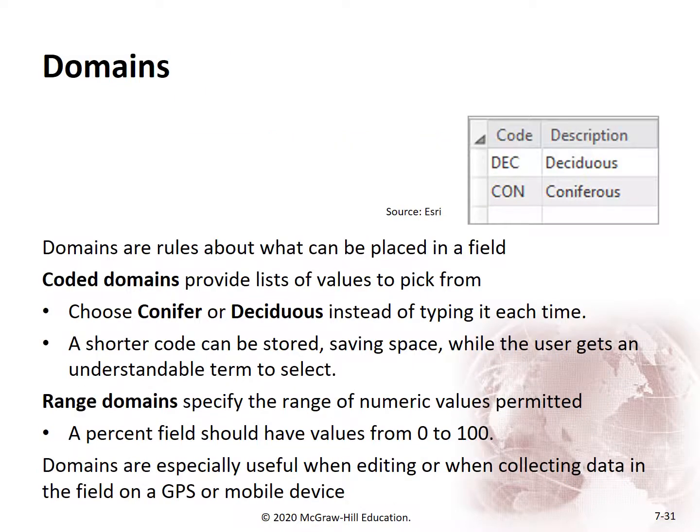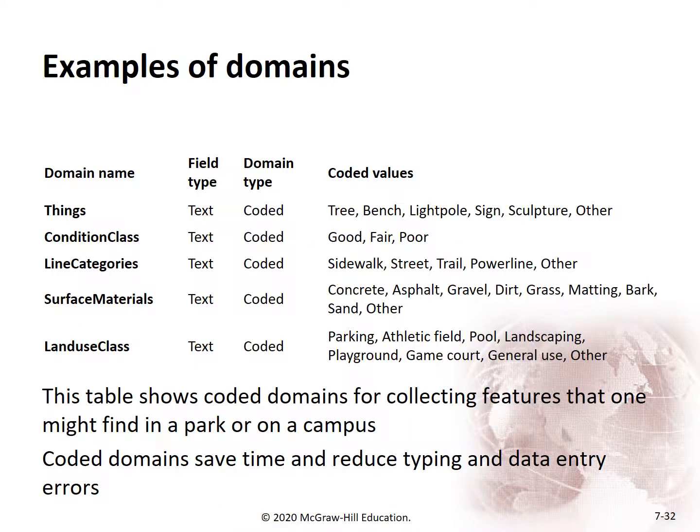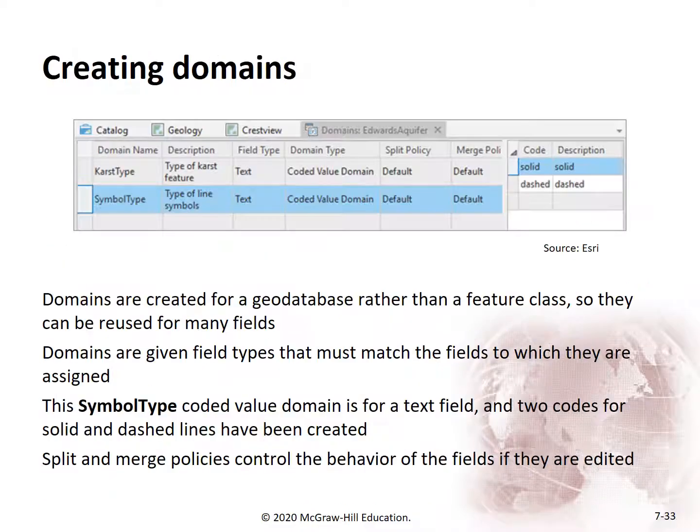Coded domains are basically rules for what you can put into a database, and these actually can be pretty helpful. They eliminate putting in incorrect responses. They increase the speed that you can put things in, and in general are a good thing. Here's some examples. You can read through these at your leisure. I'm not going to sit here and read them off to you.